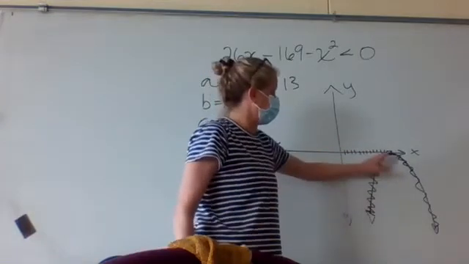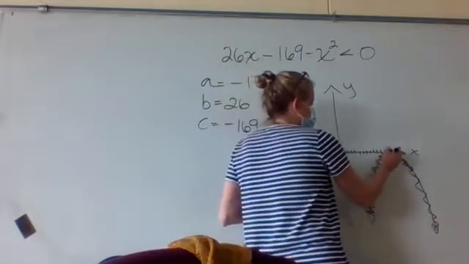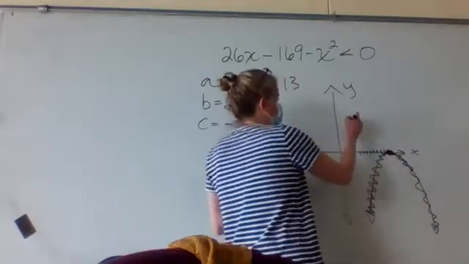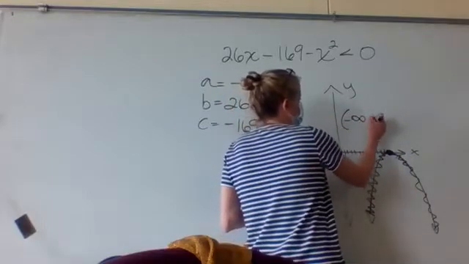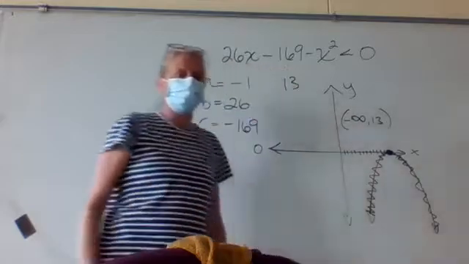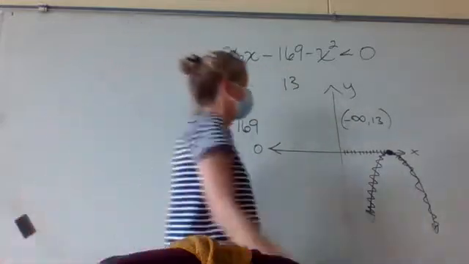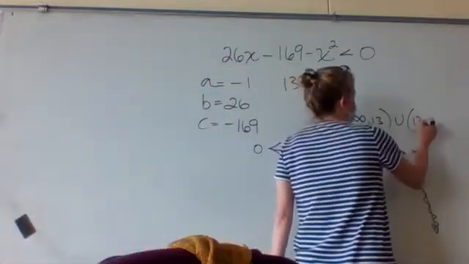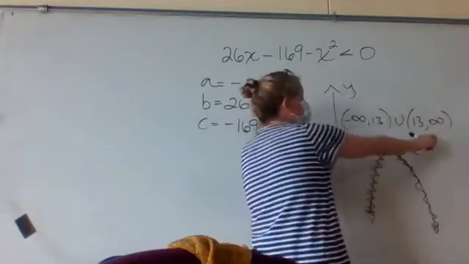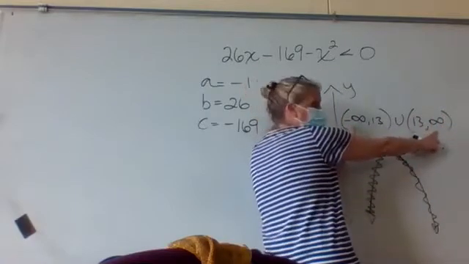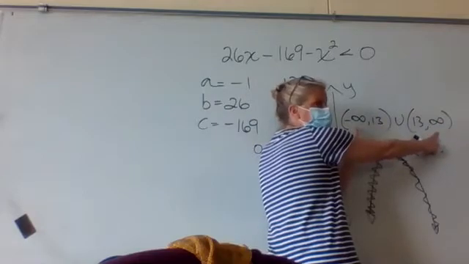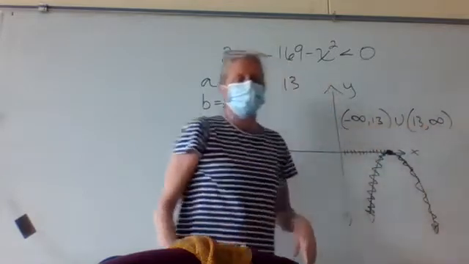So those are my two intervals. There's one open space in my intervals, and that's that 13. So from negative infinity to 13, in union with 13 to infinity. So that essentially says the whole thing from negative infinity to positive infinity except the 13.